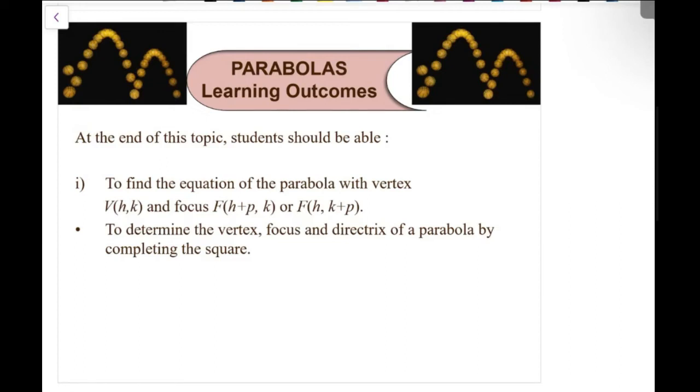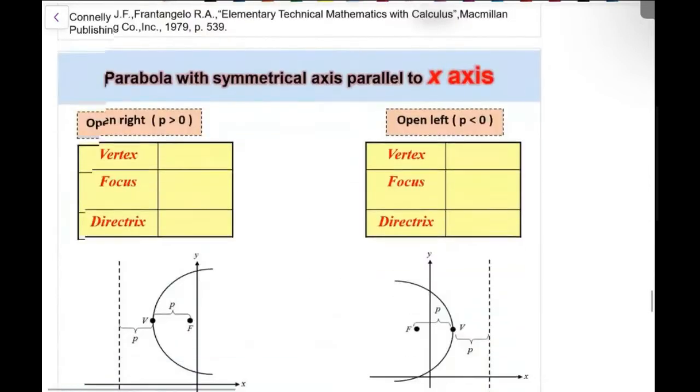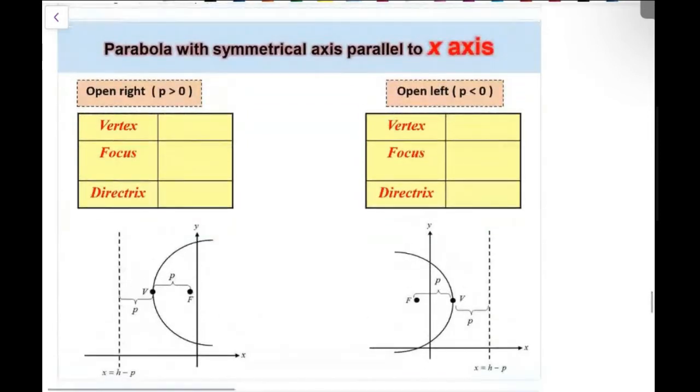In this video, we will learn about parabola. For parabola, we would have 4 main shapes and 2 main equations. First is the parabola that is symmetric, axis parallel to the x-axis. If this happens, we would have y squared as our equation.